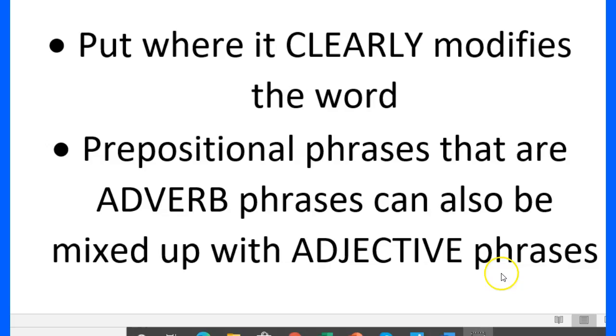A couple other points in the gray box. It points out for you to put it clearly, or put where it clearly modifies the word. So if you have the boy swam under the water, and I put under the water boy swam, that one is a super bad example, but I've obviously put that in the wrong place. If I had a long sentence though, and I accidentally put it in a place that it didn't clearly modify the verb, we'd have a problem. Similar to those misplaced clauses and phrases.